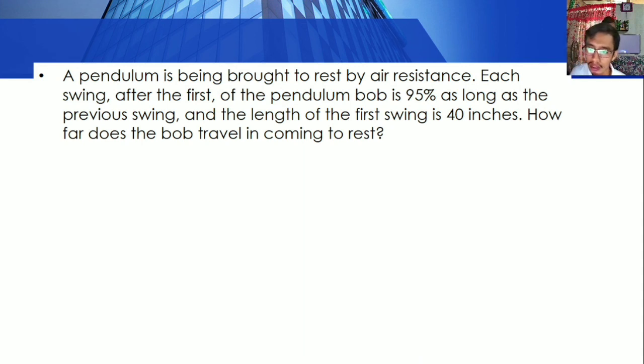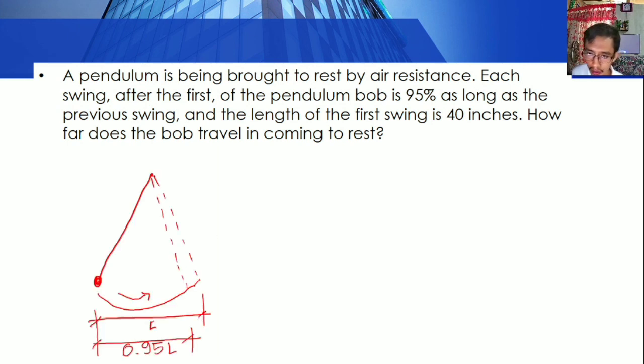A pendulum is being brought to rest by air resistance. Each swing after the first of the pendulum bob is 95% as long as the previous swing, and the length of the first swing is 40 inches. How far does the bob travel in coming to rest? So, this is an example of an infinite geometric progression. So example, ito yung pendulum natin.